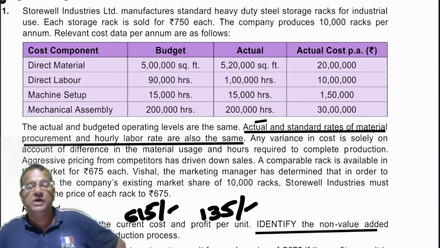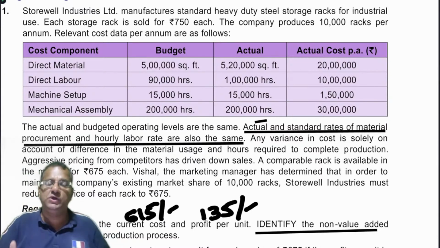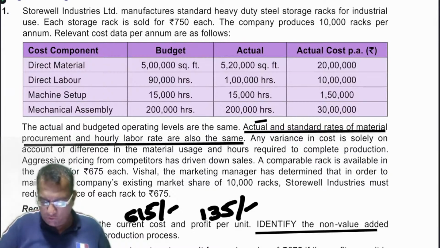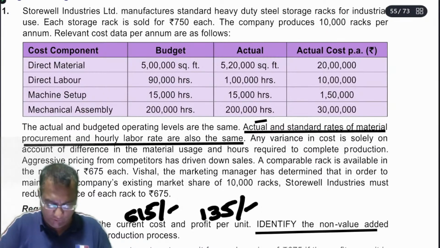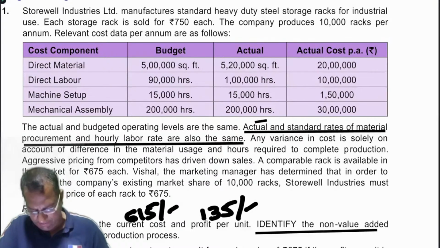This will provide you the standard or actual rate because they both are same. Multiply by how many hours you have wasted. 1 lakh minus 90,000, that is 10,000 hours you have wasted. This is the total labor efficiency variance divided by the output of the organization, that is 10,000. So I think it will be 10 rupee per unit. Calculate करके देखिए आप.